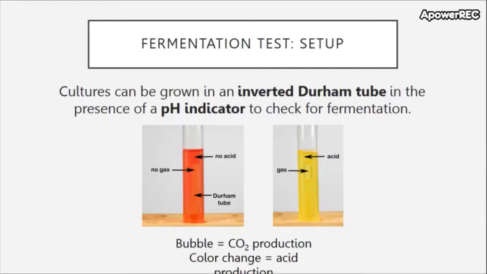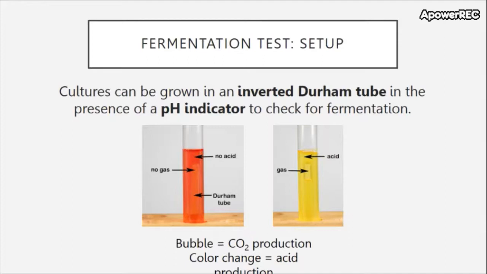Scientists have ways of determining what sort of fermentation, and whether fermentation, is being accomplished. This is done by using something called an inverted Durham tube in the presence of a pH indicator. The pH indicator changes from red if there is no acid to yellow if an acid is being produced. So if you see anything that ends in "ic acid" or "ate," A-T-E, that is something that is capable of being an acid.